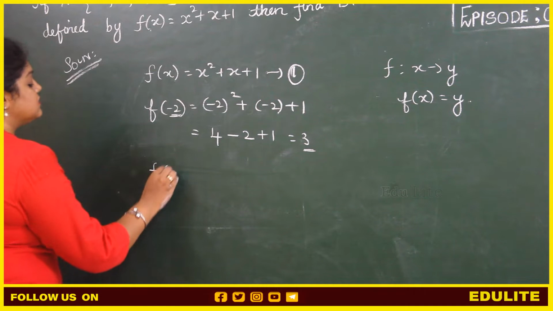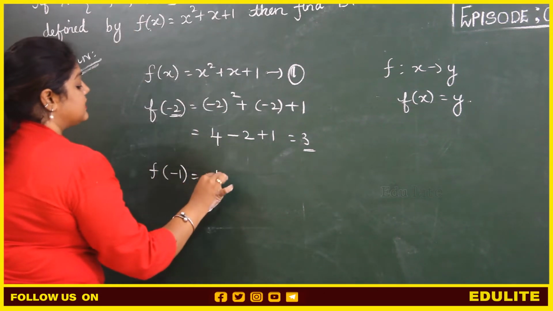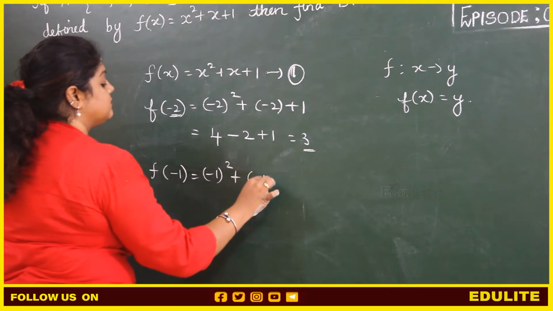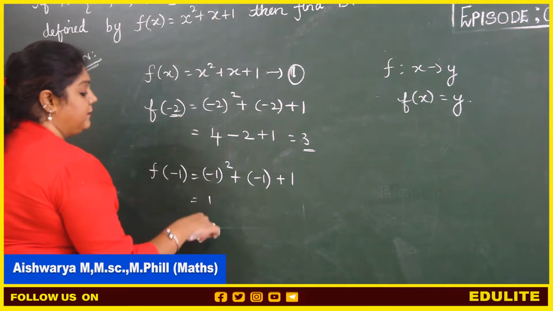Next I will use the value of x as minus 1, which means minus 1 squared plus minus 1 plus 1. Minus 1 into minus 1 will become plus 1.